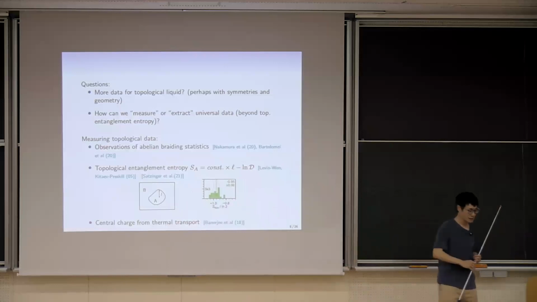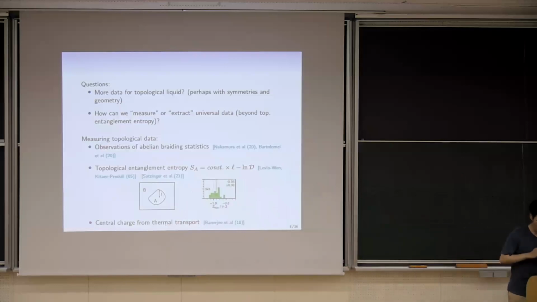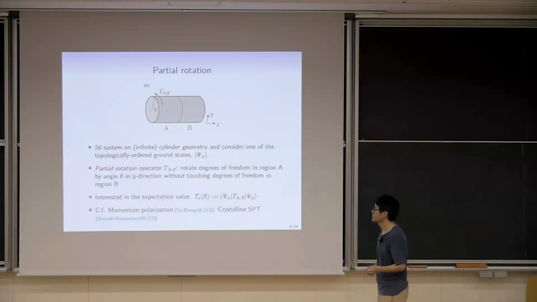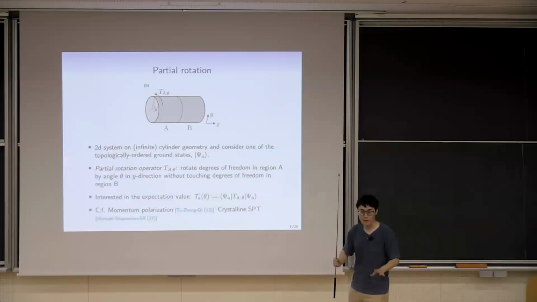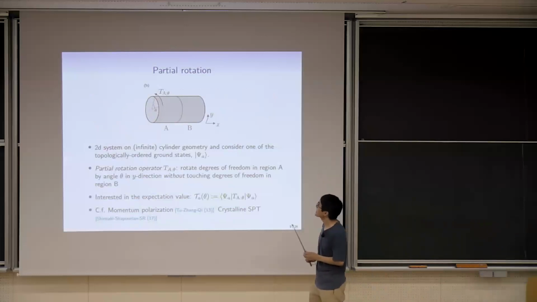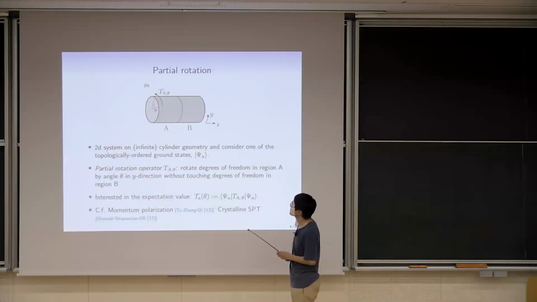Okay, so I want to follow this type of thinking, and today I want to propose to do something slightly different from, let's say, topological entanglement entropy. I don't know the format of the meeting, but if you have questions, please just interrupt. Today I would propose to study something we call partial rotation.